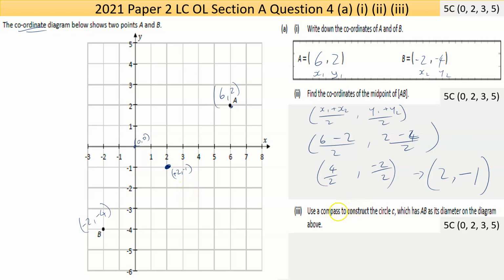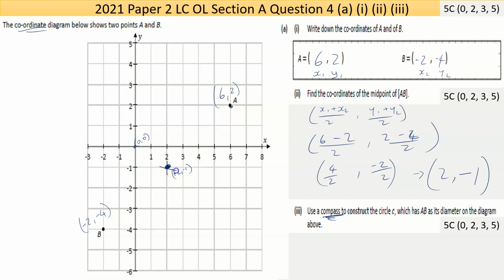And that's that. The next thing says use a compass, so make sure you have all the things from a maths set. You need the ruler potentially for constructions, to construct the circle C, which has AB as its diameter, on the diagram. So between A and B is the diameter, so between A and the 2, -1, the midpoint, is the radius.